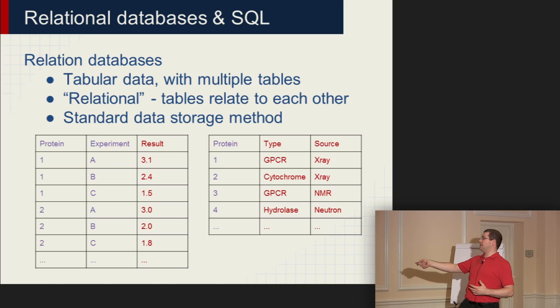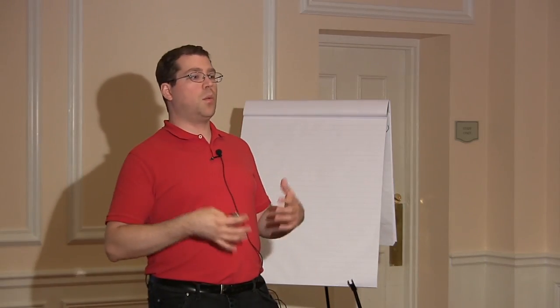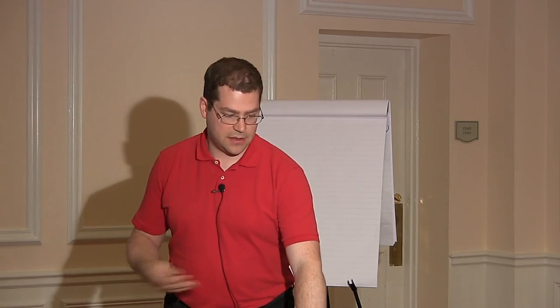For example, protein 1 is a GPCR with an X-ray structure, whereas protein 2 is a cytochrome protein, also with an X-ray structure. And by having relations between these different tables, you can build up more complex representations of the data from relatively simple data sets. This is actually a standard data storage method, and it's used widely throughout the computing world. Most of the information that's being stored for various purposes tends to be stored in relational databases. It's really the workhorse of computational usage across the world.